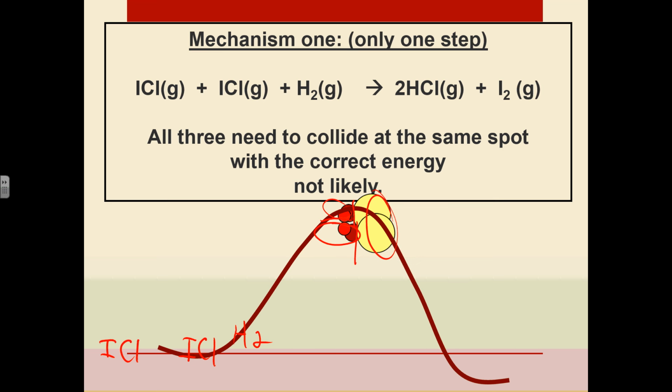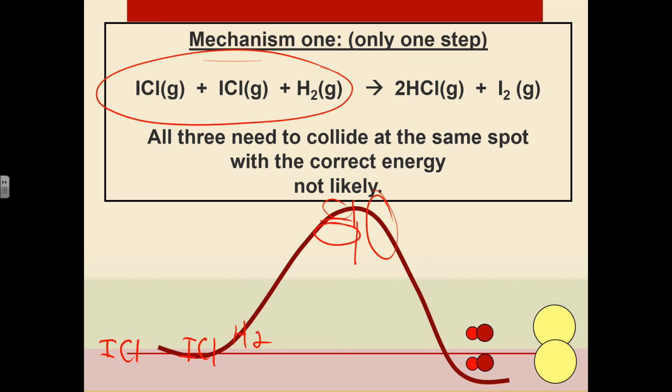So the probabilities here are quite low. Three things have to come together. They have to come together at the right angle and location, and they have to have the right energy. So that's really difficult. And so most reactions don't happen like that, where we have three reactants that need to all show up at the same place at the same time. So this is one possibility, although it's not a very probable possibility.